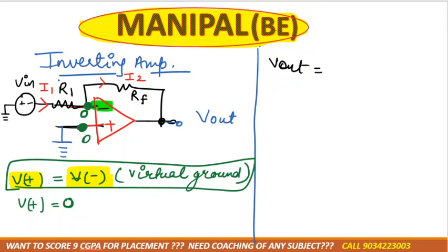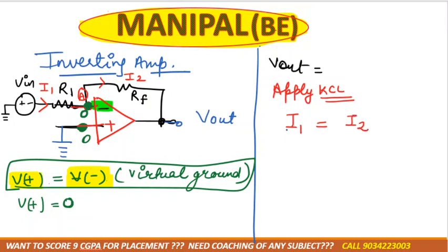So in this case, now we need to apply KCL. What is the KCL? The sum of the incoming current is equal to the sum of the outgoing current. So let us consider this node as A. How much current is entering into the node A? This one is node A. I1 is entering and I2 is leaving, right?